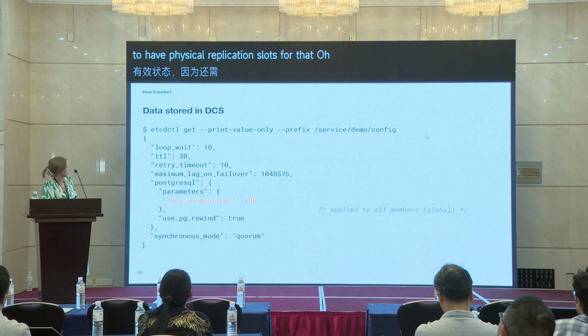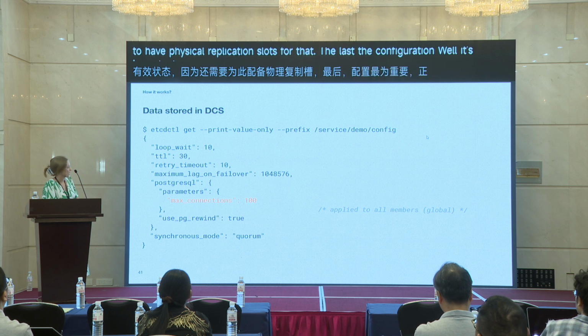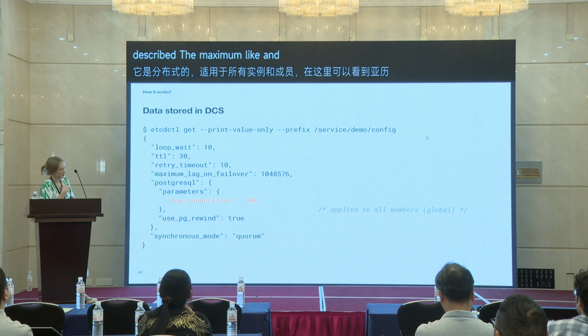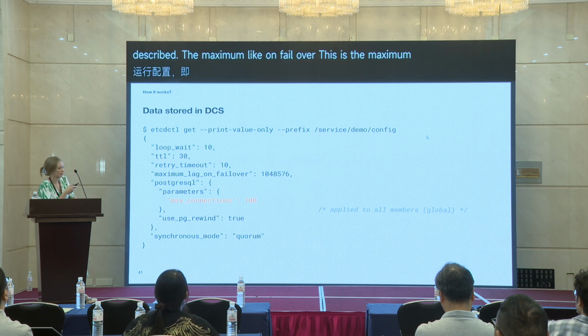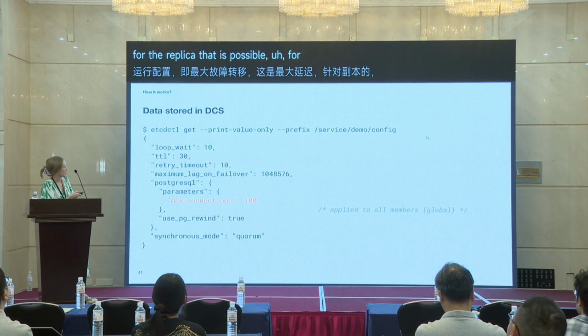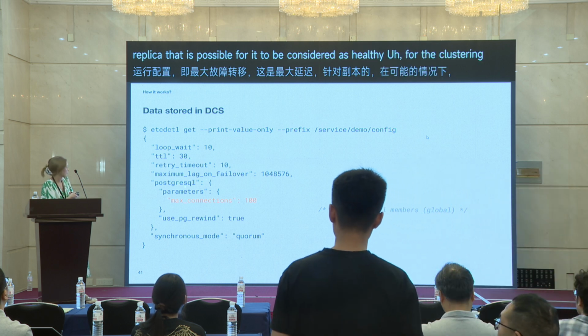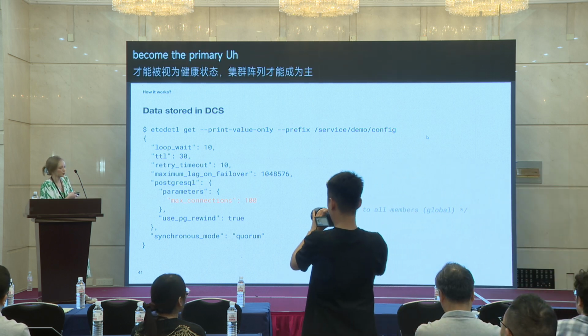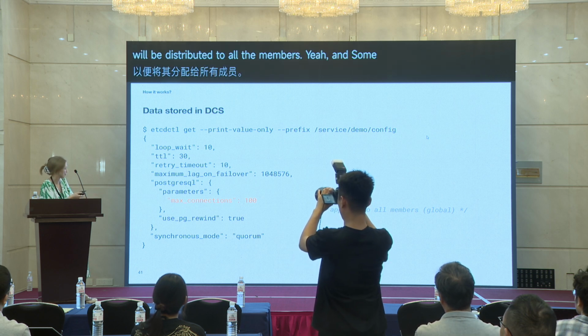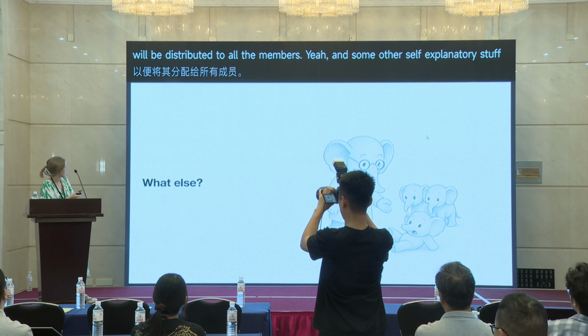Okay, and the last, the configuration, also important. As I said, it's distributed. It's for all instances, all the members, where you can see the Patroni configuration that Alex just described, the maximum lag on failover. This is the maximum delay for the replica that is possible for it to be considered as healthy, for the cluster race to become the primary. Also, you can configure PostgreSQL parameters, so that it will be distributed to all the members. Yeah, and some other self-explanatory stuff.